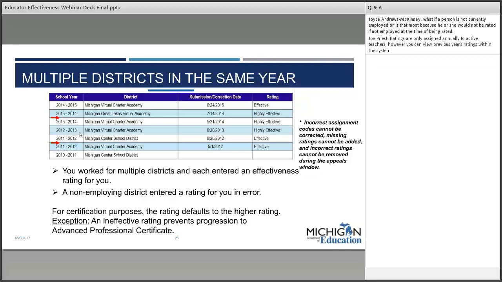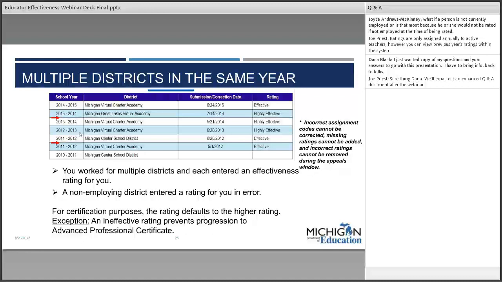When you pull up your ratings, you might see a page like this. In this particular example, the teacher has 2 ratings for the 2013-2014 and 2011-2012 school years. Some of the reasons could be the teacher worked for multiple districts, and each district entered an effectiveness rating, or a non-employing school district entered a rating in error. For certification purposes, the ratings default to the higher rating.